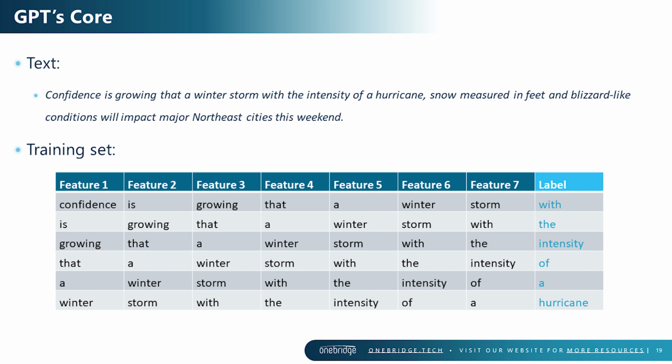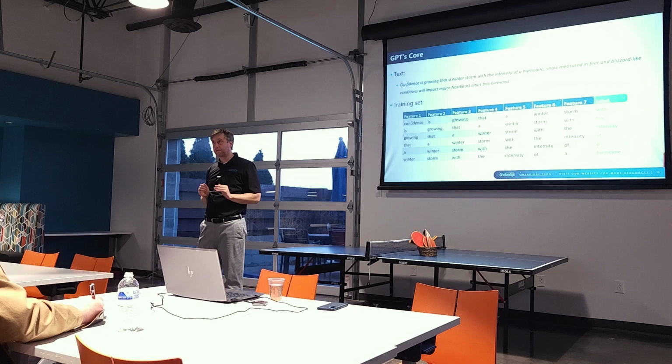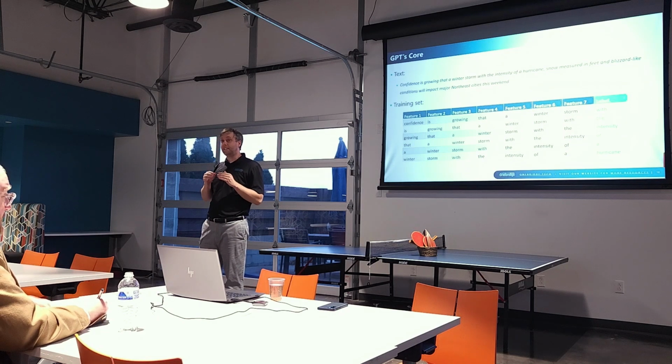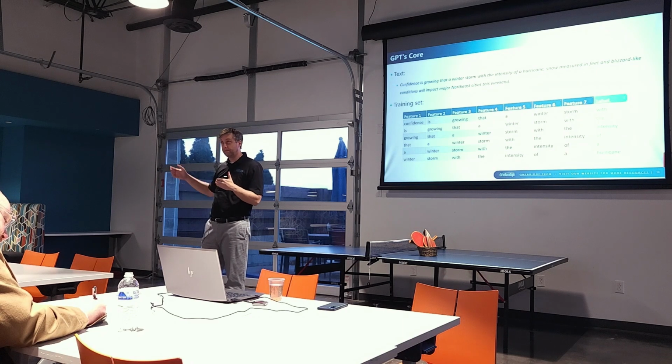So if we look here, what it's doing is it's slowly sliding. It's trying to guess next word, next word, next word, next word. This is a really important thing to understand about GPT. This is what it's doing. It sees things one word at a time. It's just predicting next word, next word, next word.